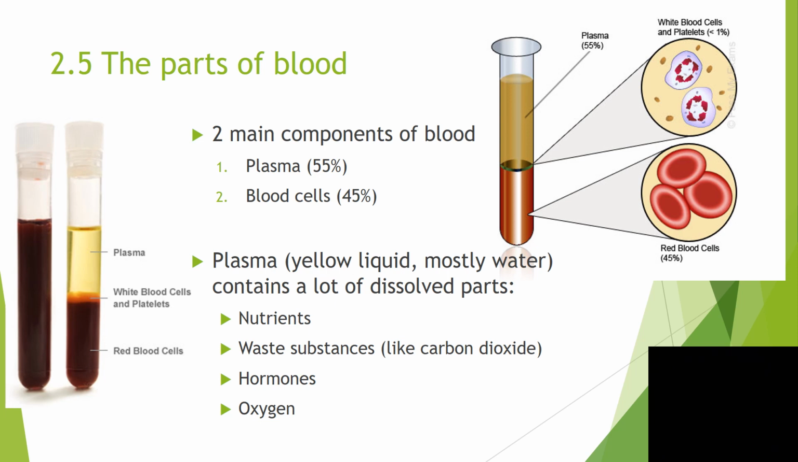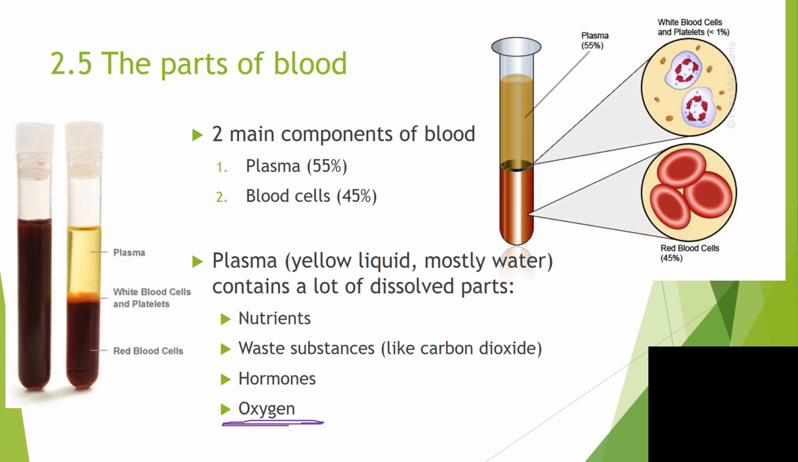Now, this plasma is made up of water, mostly water, but besides water, it contains four things. You can see that in the slide. It's nutrients, waste substances, hormones, and a small amount of oxygen. It is really important that you remember it's only a very small amount of this oxygen. So if you need to write down what is inside plasma, you write down these 4 parts, and of course, water.